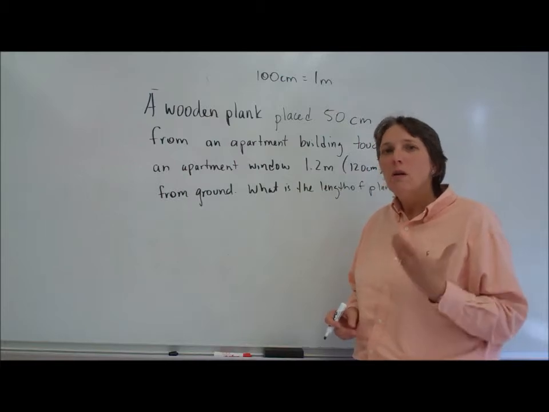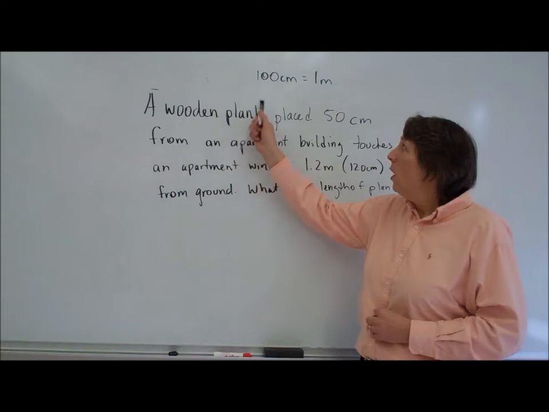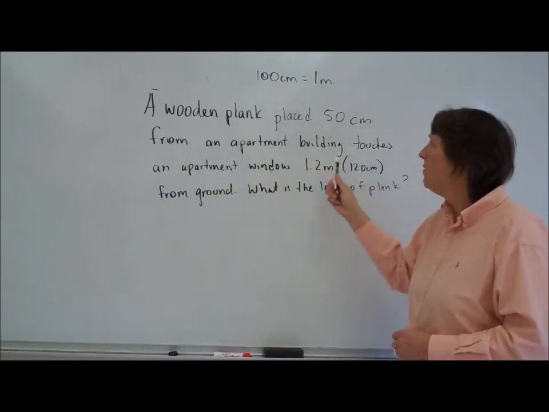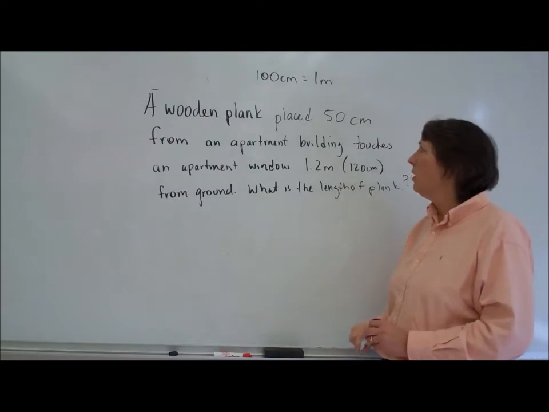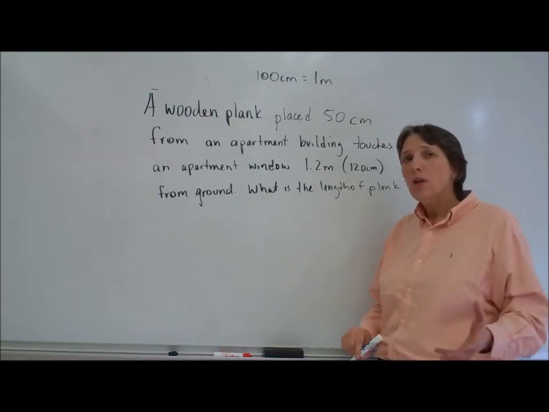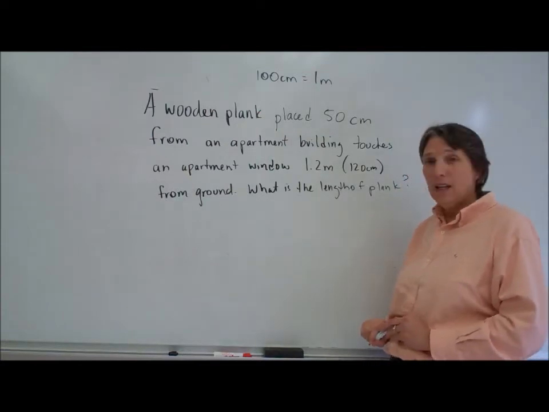When you're ready, pause the video and work the problem. I'm going to read it for you. Note that I said 100 centimeters is 1 meter. A wooden plank placed 50 centimeters from an apartment building touches an apartment window 1.2 meters or 120 centimeters from the ground. What is the length of the plank?